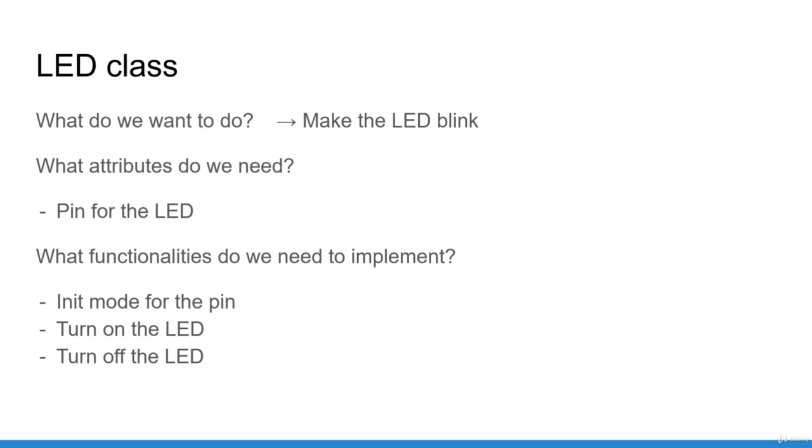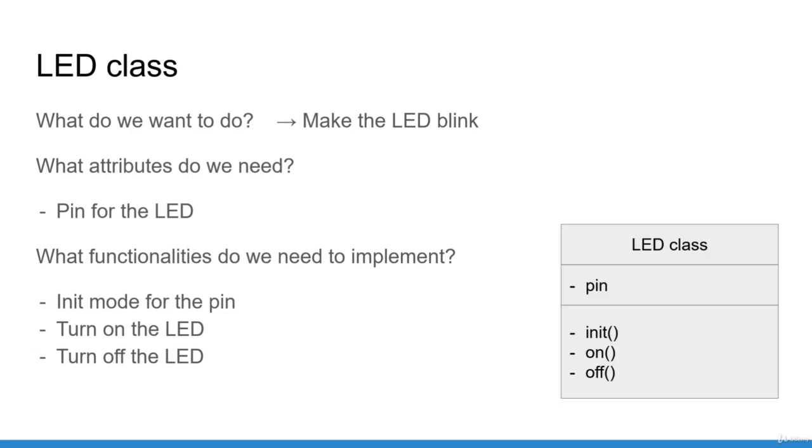Well, as you could see in the blink example, we first need to initialize the mode for the pin, and then we need the functionality to power on or turn on the LED, and another functionality to turn off the LED. And so those attributes or properties that are going to define the LED and the functionalities, we are going to put them in a class, and that's the class we are going to create. And well, that's pretty much it for now. One attribute, 3 functionalities. Let's now start writing the LED class.